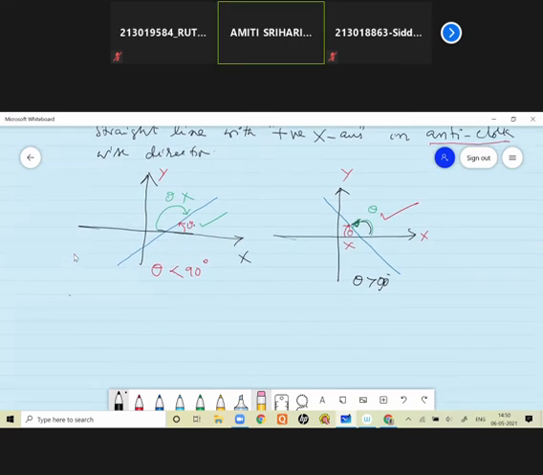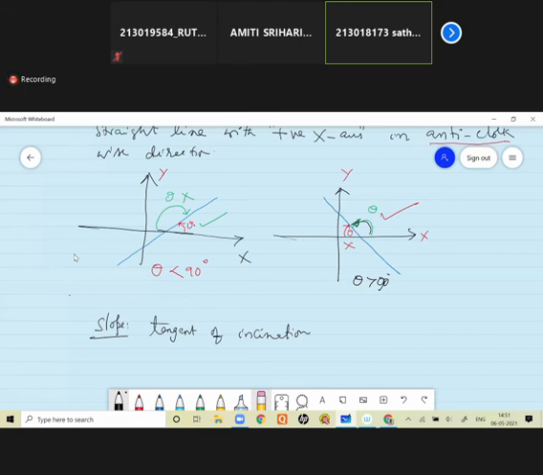Now, slope. How to take the slope? The definition is tangent of inclination. Tangent of inclination. Okay? Now tangent of inclination means what you should take? Tan of theta.